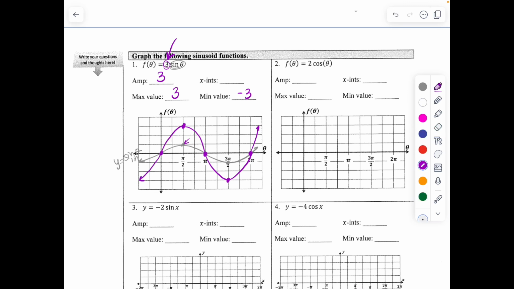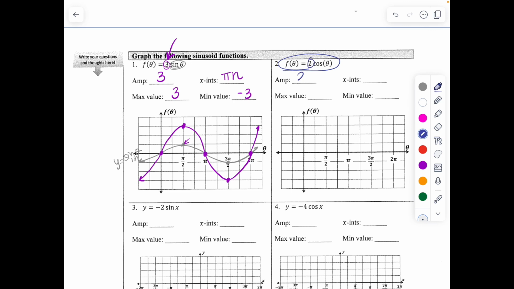Okay, so then let's look at our x-intercepts. We see x-intercepts here, here, and here. We know what happens at 0, pi, and 2 pi, every pi. So the way we're going to say that is pi times n, where n is the integers. All right, let's talk about f is 2 cosine theta.